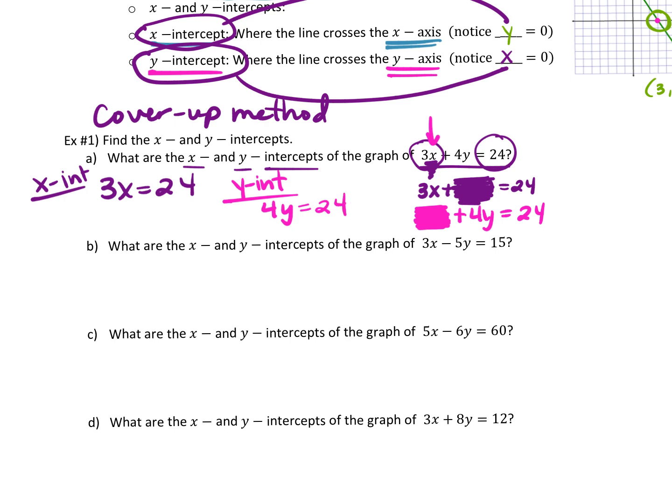Okay? So the cover-up method, solving in standard form, says set the x equal to 0, set the y equal to 0, and then your equations will be what's left over. 3x equals 24, 4y equals 24, and then we solve them. So now if we solve this, divide by 3, that means my x-intercept is 8. Okay, so I would hit the x-axis, that's this one, right, the horizontal axis, at 8. What's your y-intercept going to be? 6. Divide by 4, and y will be 6.